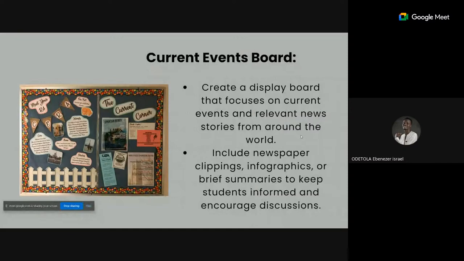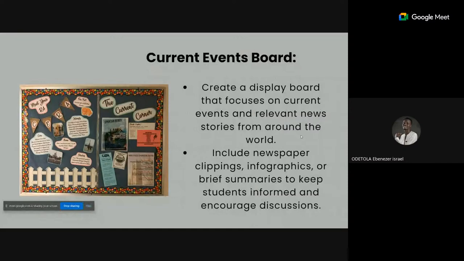So we should look for a way to bring some of these display boards into the classroom. It can be a display board that changes almost every week. I believe it should be changing every week. We can have one of the prefects work on this display board. There's a newspaper that is going to be dropped somewhere in the school. So pick up one of the newspapers and hang it on the board.